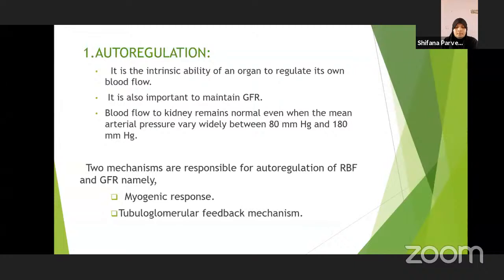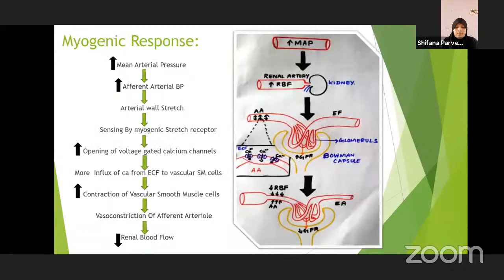The first one is the myogenic response. When the mean arterial pressure increases, it leads to an increase in renal blood flow. When the blood flow to the kidney increases, it stretches the afferent arteriole. This is sensed by myogenic stretch receptors.